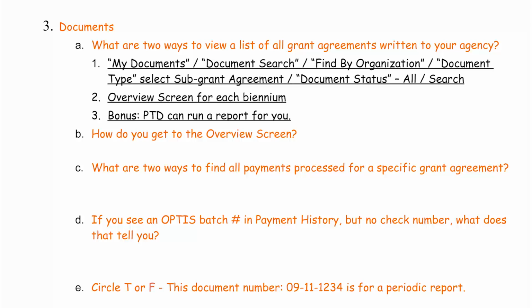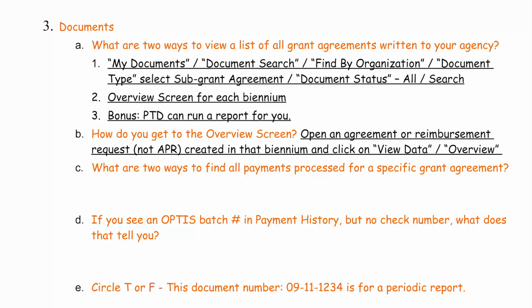How to get to the overview screen? Remember that? Open document, view data, and then select overview. Right. To see the overview screen, you have to go either into an agreement or a reimbursement request, and then click on, over on the left, click on view data, like she just said, and then there's overview provider, and overview central file.